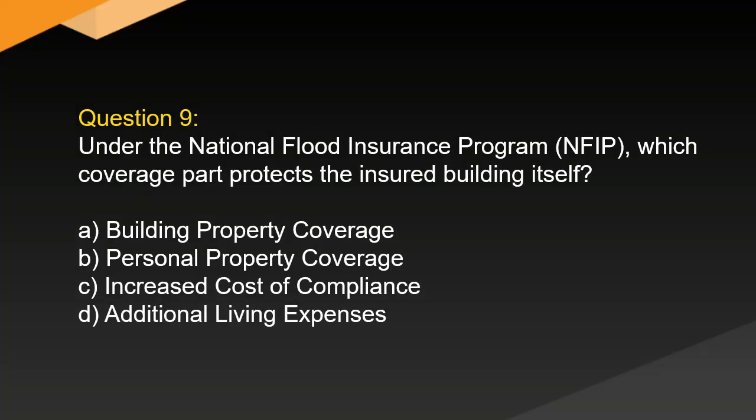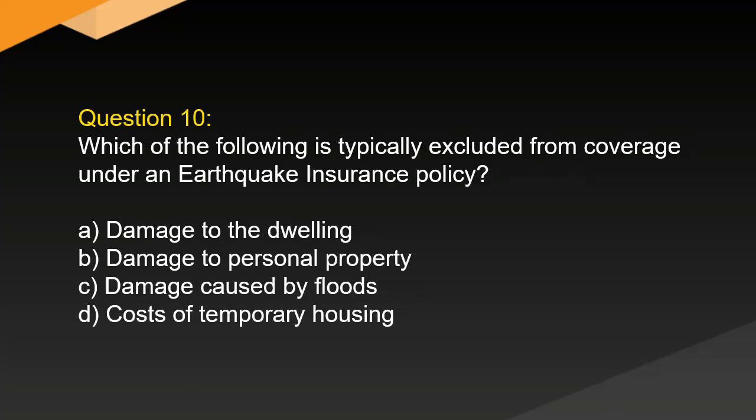Question 9. Under the National Flood Insurance Program, NFIP, which coverage part protects the insured building itself? A. Building property coverage. B. Personal property coverage. C. Increased cost of compliance. D. Additional living expenses.